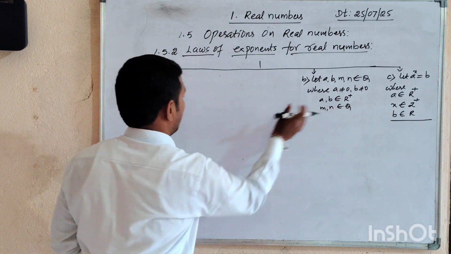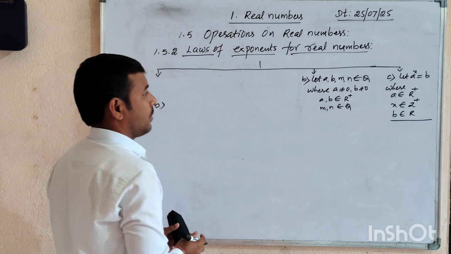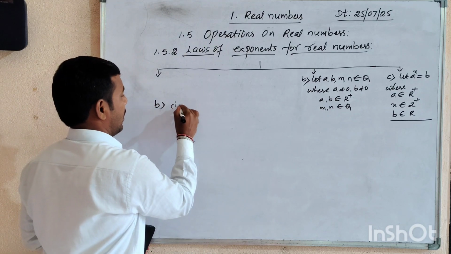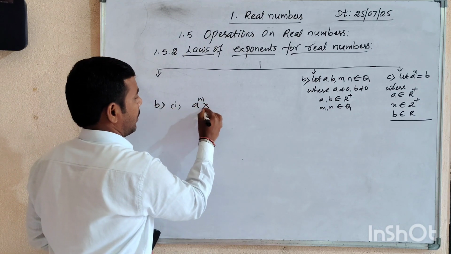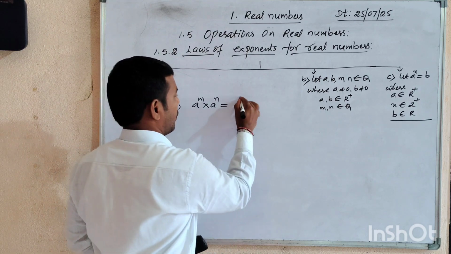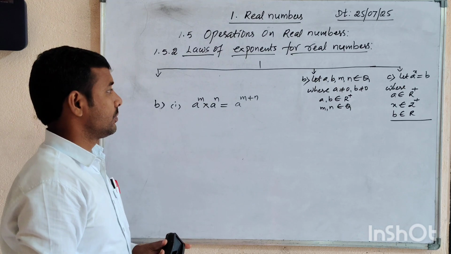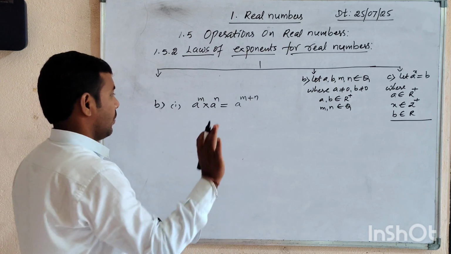Based on this B title, formulas once I will remind you. What are the formulas? Same. Number 1, a to the power of m into a to the power of n is equal to a to the power of m plus n. I think understood. One small problem.